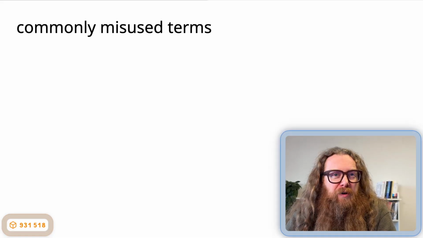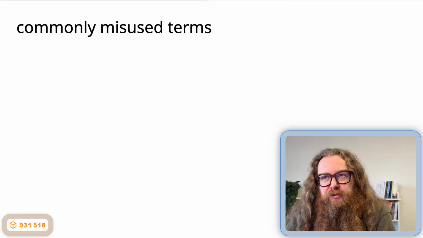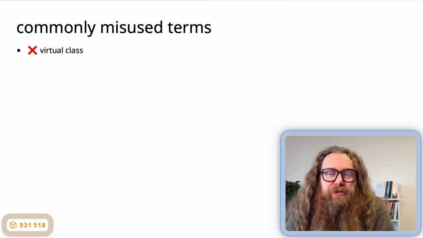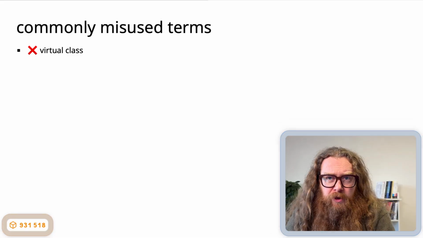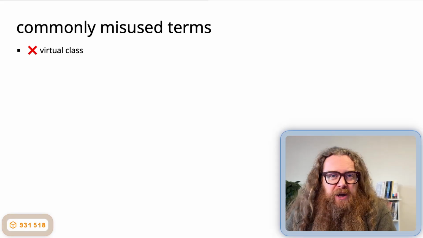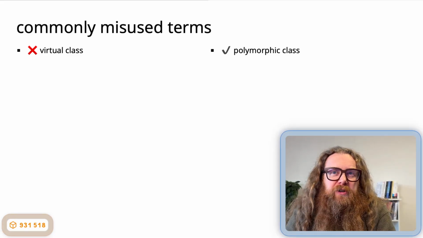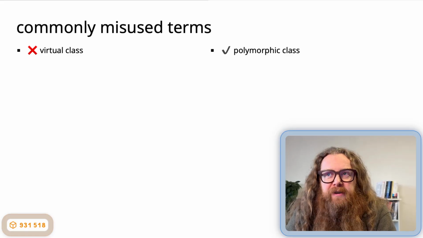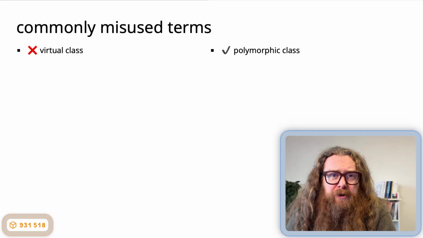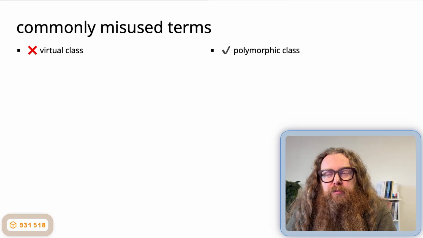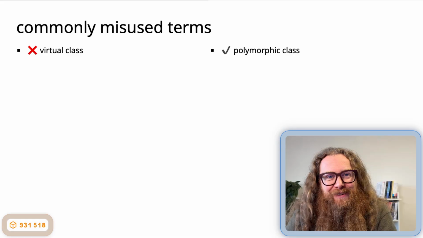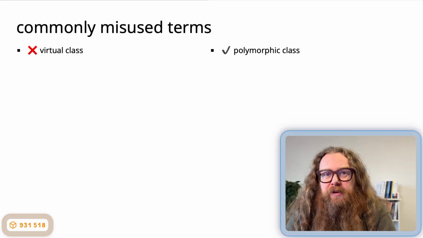But those terms are often misused. The attributes are mixed and used wrongly. For example, you may hear or read about a virtual class. We can guess what is actually meant here, right? So when someone says virtual class, what they probably mean is a polymorphic class. Remember that functions can be virtual, and a polymorphic class is a class that contains at least one virtual member function.